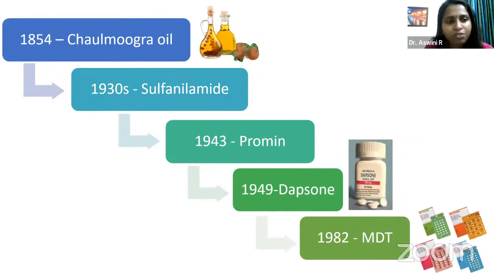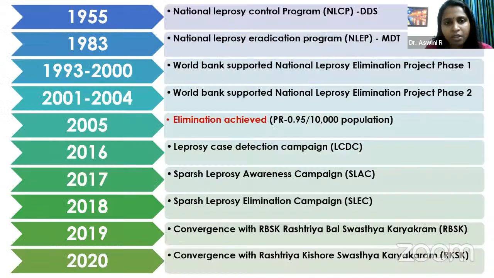But after this discovery of M. leprae, multiple therapies were being tried, from Chaulmoogra oil up to even Dapsone, which was introduced in 1949. But soon came Dapsone resistance because of the monotherapy. And in 1982, multi-drug therapy with Dapsone, rifampicin, and clofazimine was launched. So this is a short timeline of what happened in the field of leprosy in India.